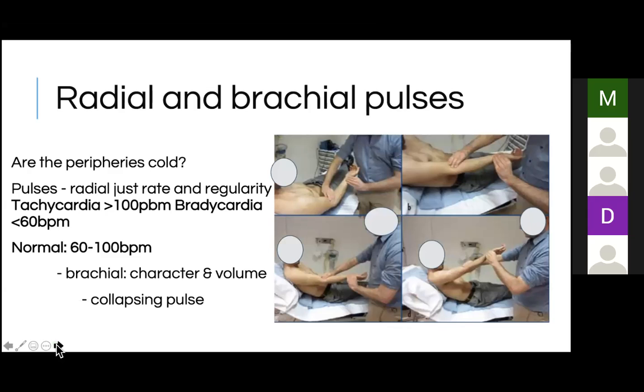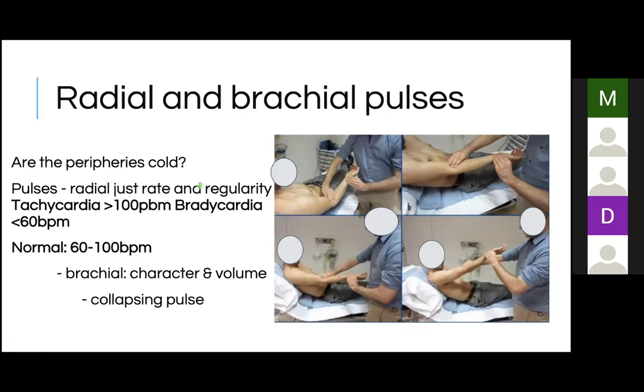Okay, so moving on to the pulses. So I start at the hands and then I move up to the radial pulse. And while I'm feeling the radial pulse, I'll assess the temperature. So do the peripheries feel cold or not? And can anyone tell me what this could indicate if the peripheries are cold in terms of a cardiac examination? Hypoperfusion.